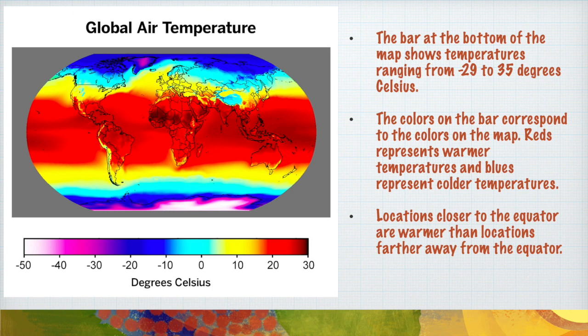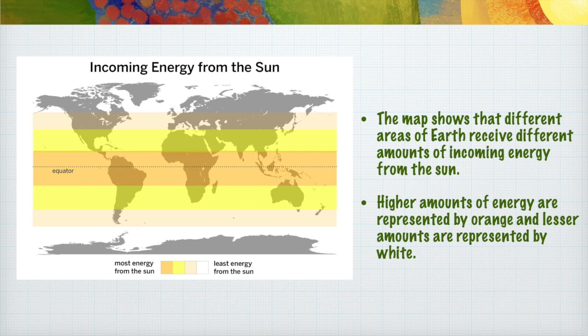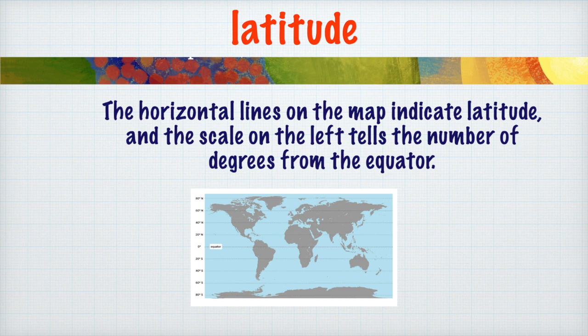So when we think about it, the closer you are to the equator, the more sunlight you're going to get. The more sunlight you're going to get, the more heat you're going to have. So one of the vocabulary words that you need to know is latitude.